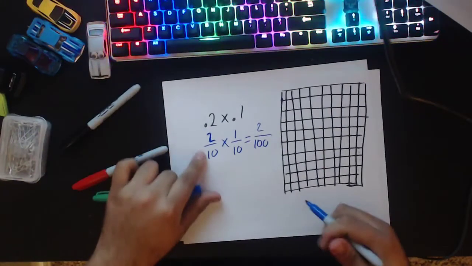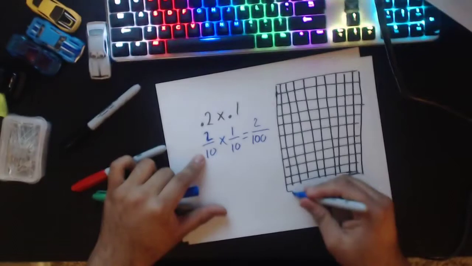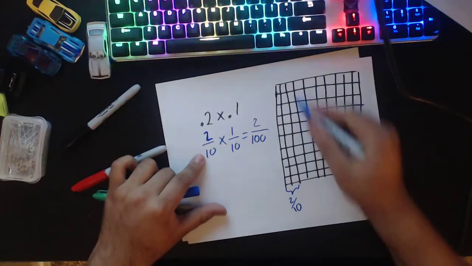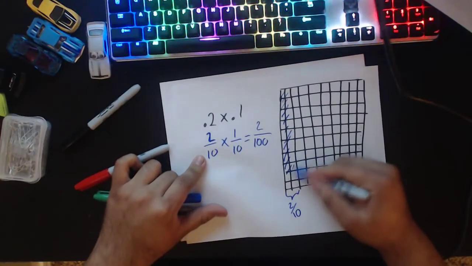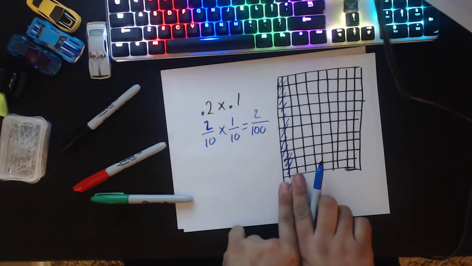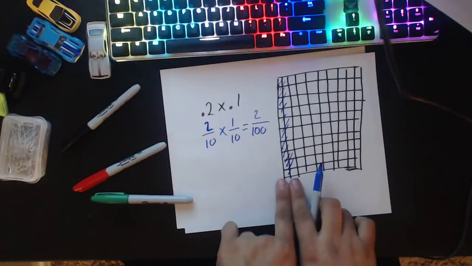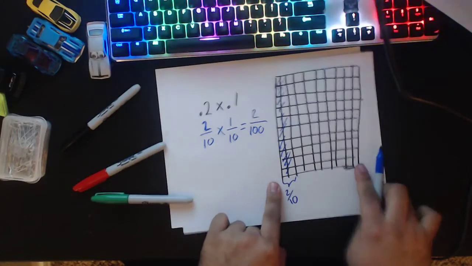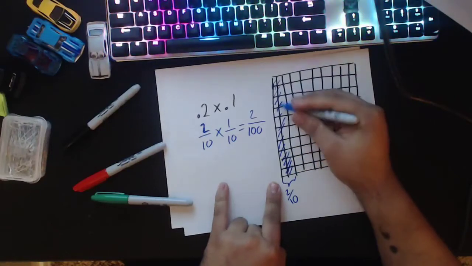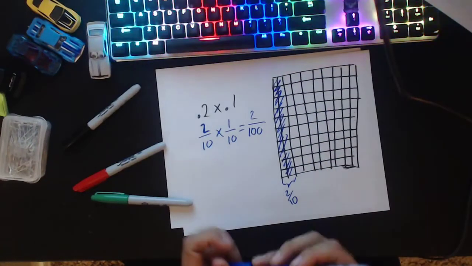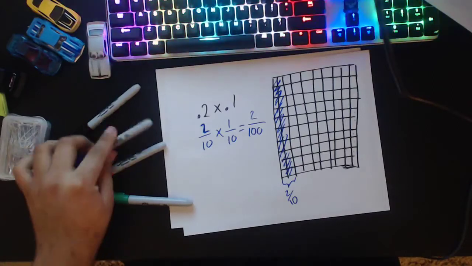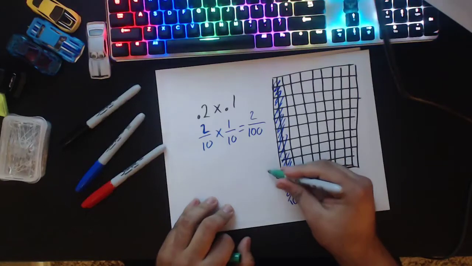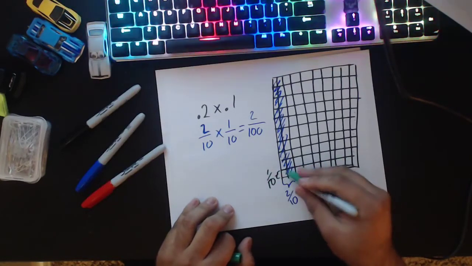Let's go ahead and label our 2/10 on this model. Well, here is my 2/10. I'll show you why. When we're labeling from this side, we're only labeling the rows. So I have 1, 2, 3, 4, 5, 6, 7, 8, 9, 10. I have 10, and I'm going to shade in 2. Now I'm going to label and model my 1/10. So I'm only going to shade in this many.